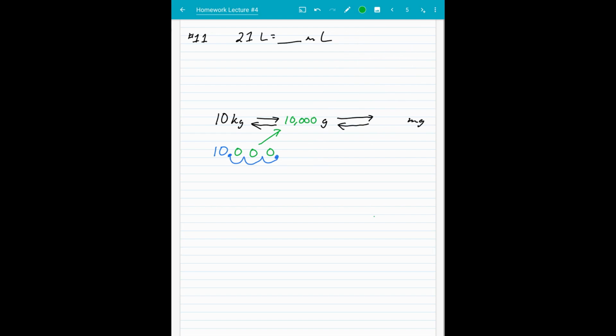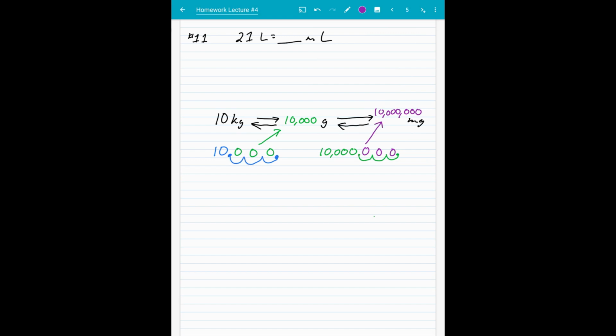Now we do the same thing for the next one. If I have 10,000 and I want to move it to milligrams, I have to move it over to the right 3 times. I'll do purple. And we put a 0 in the place of every one of those. So this would be 10,000,000, 10 million milligrams. And that would be that number right there.